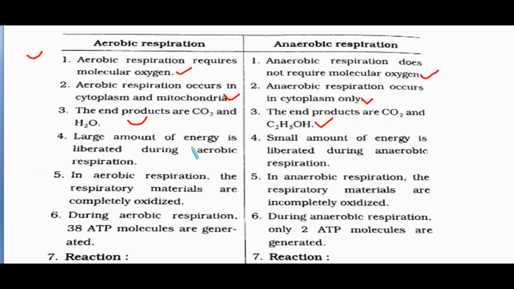A large amount of energy is liberated during aerobic respiration. A small amount of energy is liberated during anaerobic respiration. In aerobic respiration, the respiratory materials are completely oxidized. In anaerobic respiration, the respiratory materials are incompletely oxidized. During aerobic respiration, 38 ATP molecules are generated. During anaerobic respiration, only 2 ATP molecules are generated.